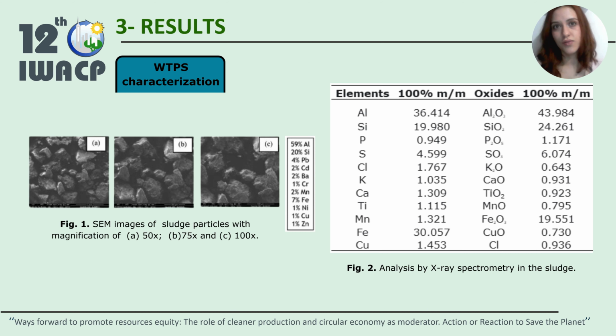Regarding the results, I will first talk about the physicochemical characterization of WTPS. The SEM analysis showed regular morphological structures of the particles. In the case of SEM and X-ray, there was a predominance of the elements aluminum and silicon, both in elemental form and in the form of oxides. This is because the sludge was obtained from a water treatment plant that used an aluminum-based coagulant.